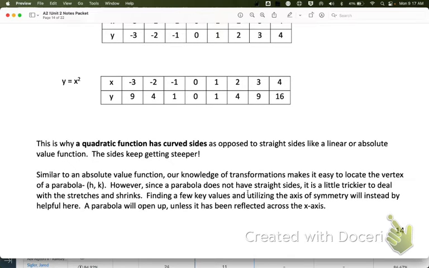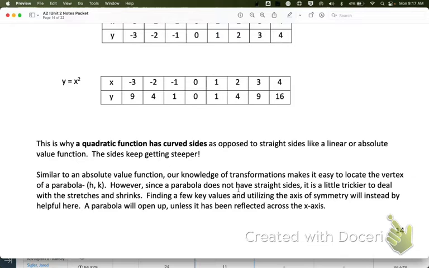So similar to an absolute value function, knowing what we know about transformations makes it easy for us to figure out what the vertex of a parabola is going to be. It's going to be (h, k). But since a parabola doesn't have straight sides, we can't just use a to give us the slope because it's not going to make a straight line. So it's a little trickier to deal with the stretches and shrinks. We'll talk about that a little bit more when we get into graphing. Today we're just going to talk about some of the characteristics of a parabola.